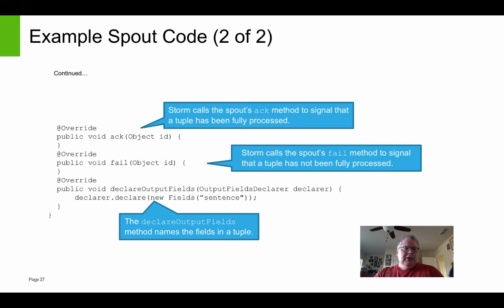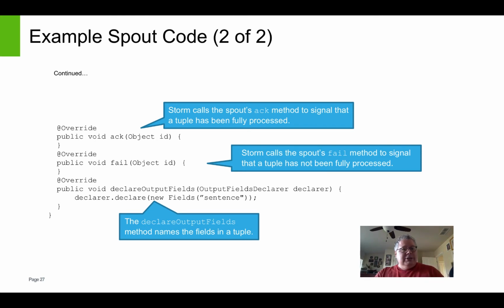Here's our chance, when asked very early in the framework, hey, what are we going to raise up? I'm going to raise up sentences, a one-tuple called this, made up of sentences. If I was raising up maybe an employee record, it might be employee ID, first name, last name, date of hire, those kinds of things. In that situation, I've got four fields, so I might call that a four-tuple. So declareOutputFields tells the system what we're going to raise.